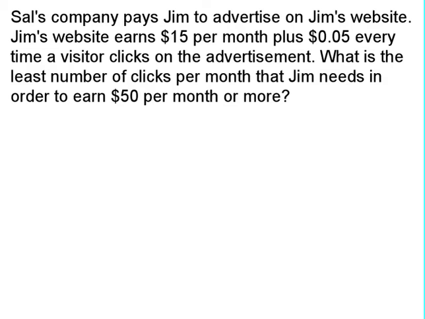Okay, we can do the $15, and then what else does he earn money on? A nickel for every time. So let's just say 0.05 M. Okay, or you can use C for click. And then it says, what's the least number of clicks that Jim needs in order to earn $50 per month or more? So I want this to be bigger than or equal to 50.